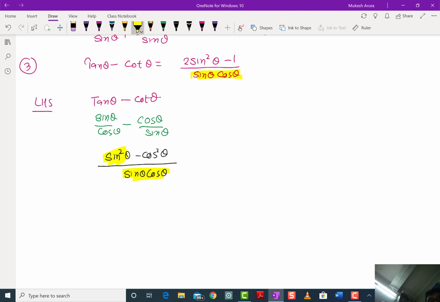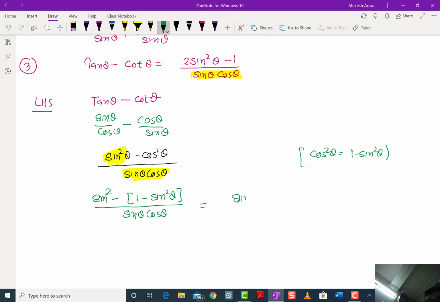We need 2 sine square theta, and cos is there. So we know that cos square theta is equal to 1 minus sine square theta. So we will write sine square theta minus (1 minus sine square theta) upon sine theta cos theta, which is equal to sine square theta minus 1 plus sine square theta upon sine theta into cos theta, which is equal to 2 sine square theta minus 1 upon sine theta cos theta, which is equal to RHS.